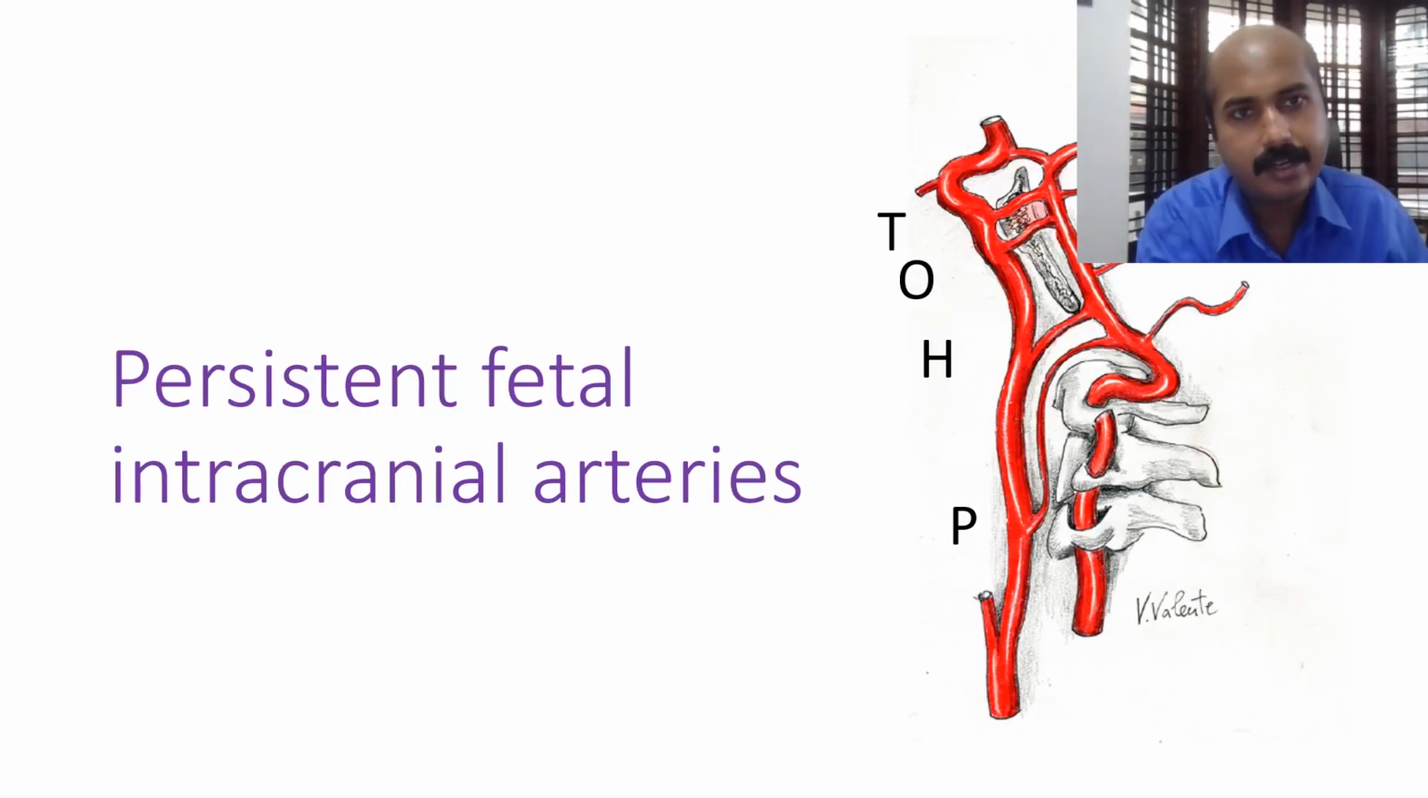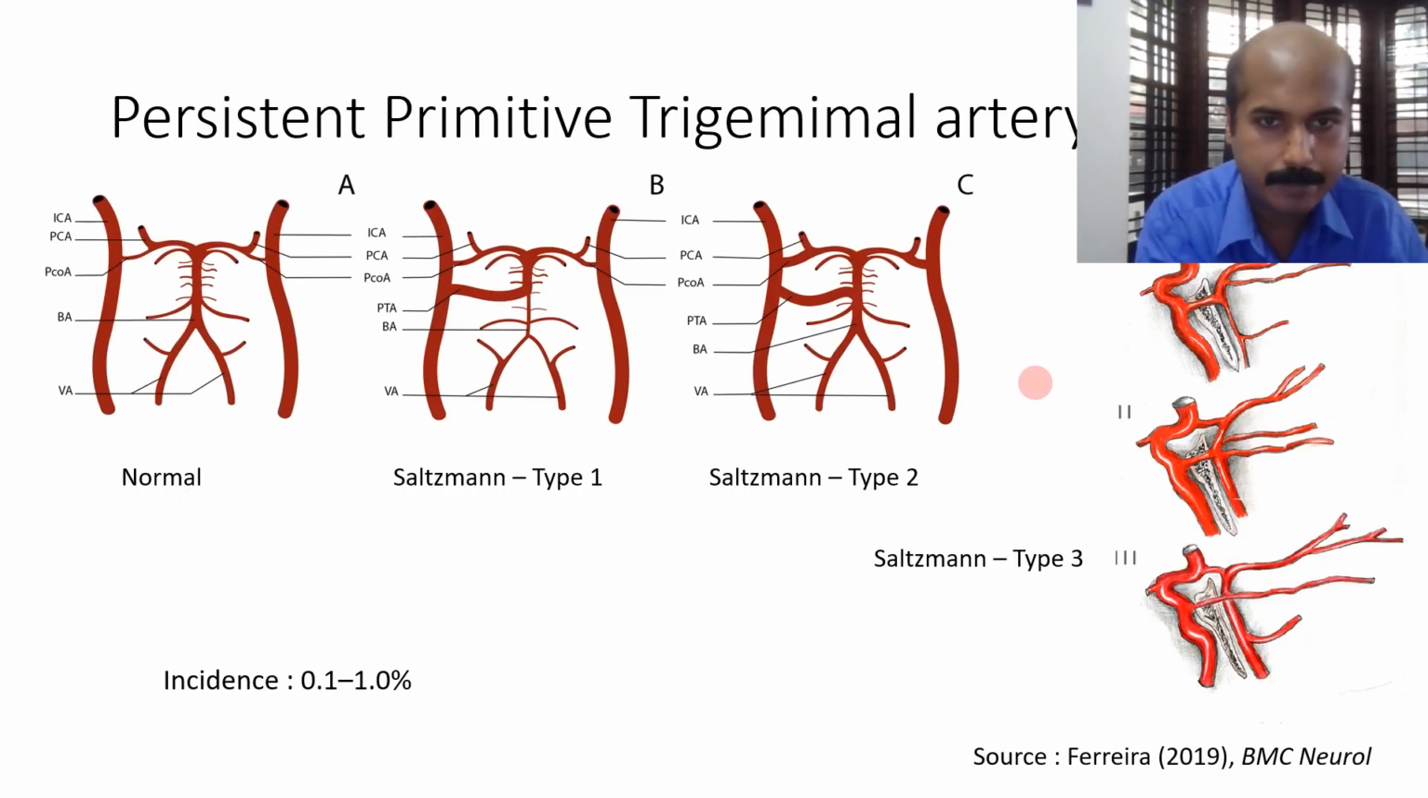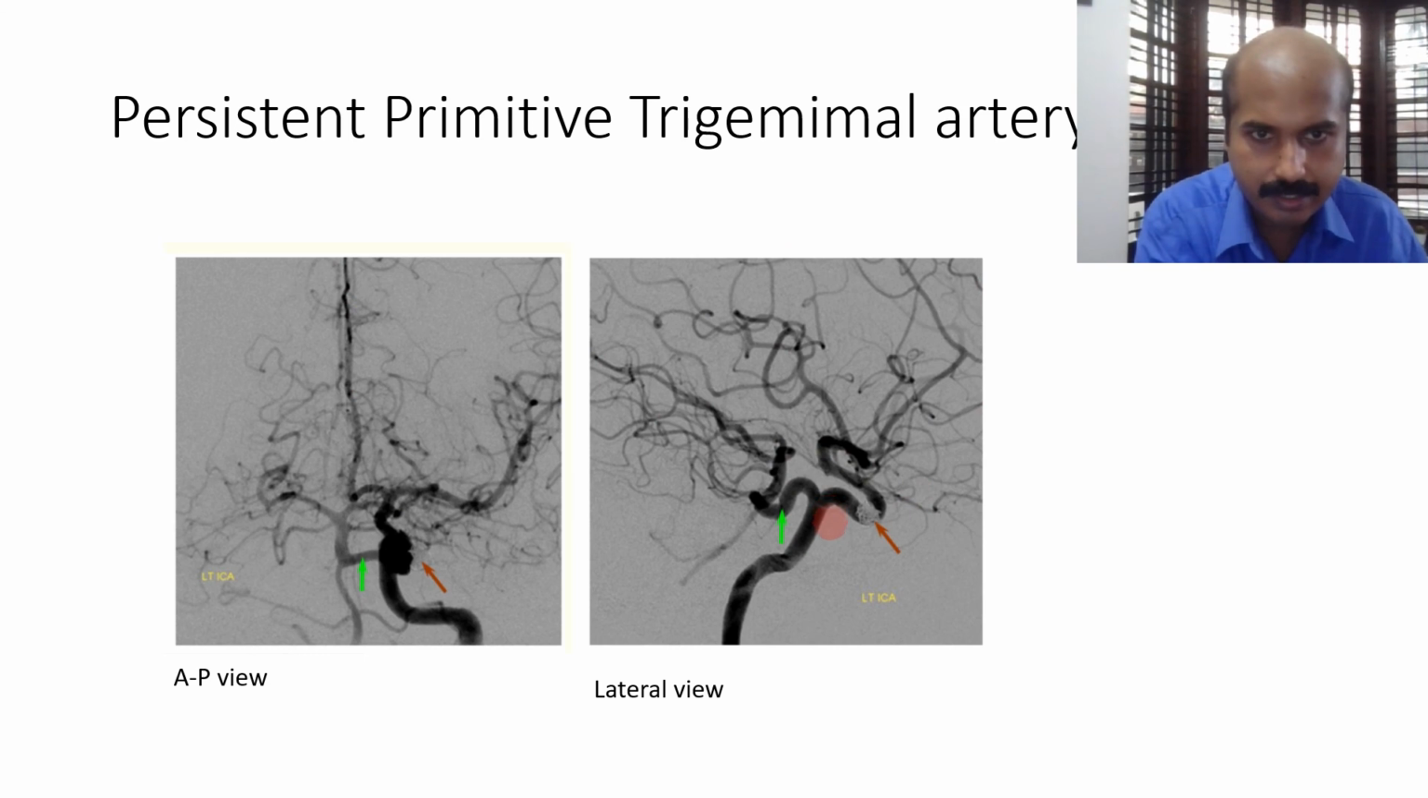Persistent fetal intracranial arteries: I told you that you have trigeminal, otic, hypoglossal and proatlantal, and these can persist. These are the variant types called Salzmann types of a persistent trigeminal artery. You can see that this is the carotid. From this carotid you can see the trigeminal artery persisting, and this is the distal part of the basilar. So this will be characteristically seen from the cavernous part of the ICA.